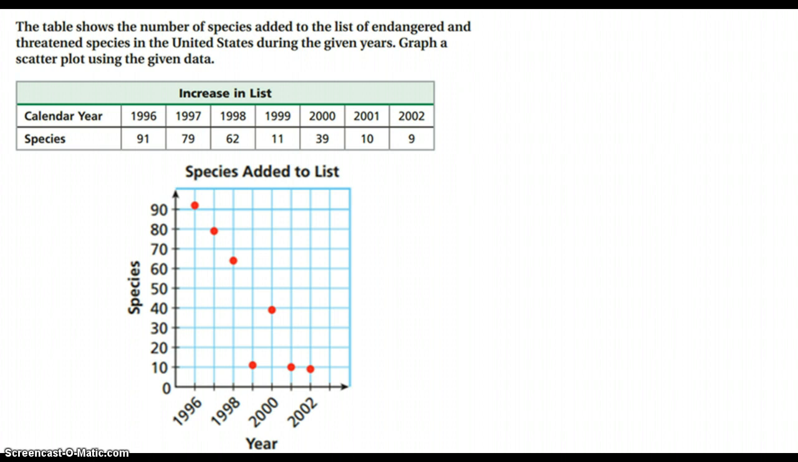So this table shows the number of species added to the list of endangered and threatened species in the U.S. during the given years. So from 1996 to 2002, you can see on the bottom of the graph, they go by years, and then the number of species on the side there. And you can see they go up by tens, and even with the years, they go by twos with dash marks in between to represent the odd number of years. And you can just kind of see and look at the graph and notice that there's a decrease in the species added to the list over the years.